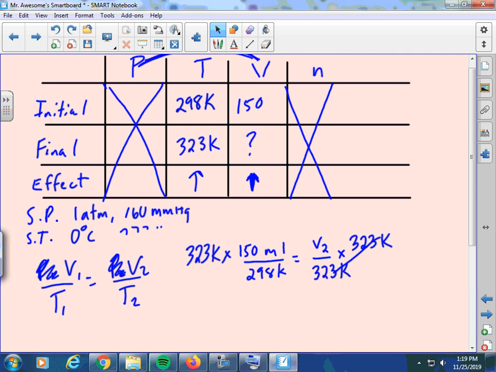Okay, so I'm just going through number one from Friday, and we're using the combined gas law method. So we did P1V1 over T1 equals P2V2 over T2. We crossed out the pressure because it's constant. We don't need it. We're rearranging the numbers here so we can solve for V2. And if we did 323 Kelvin times 150 milliliters, took that answer and divided by 298, what answer did we get? 163. And that's our answer, okay?